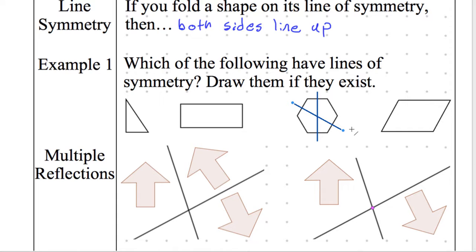Find all of the lines of symmetry in all of these 4 shapes. Maybe they have some, maybe they don't have some. That's kind of our question. Do all shapes have a line of symmetry? Draw as many as you can find. I'm going to be walking around and seeing what you guys write.